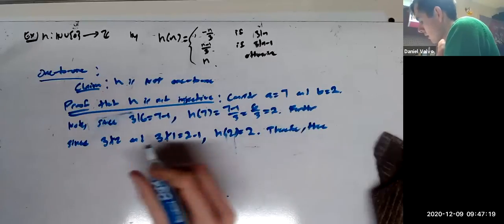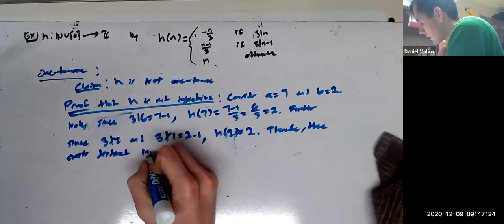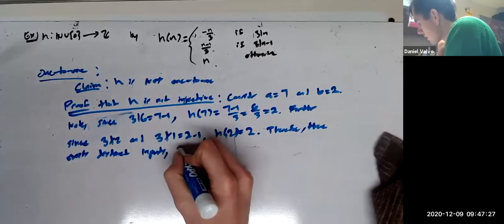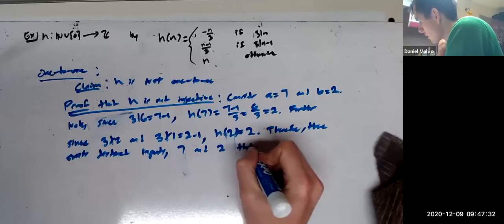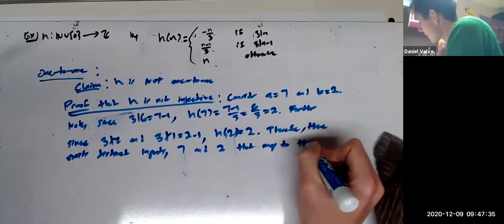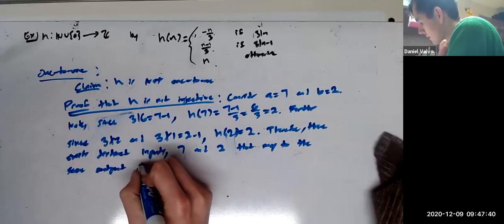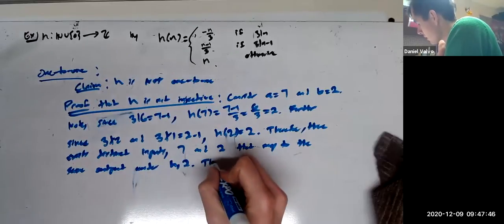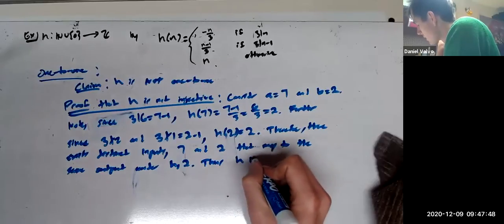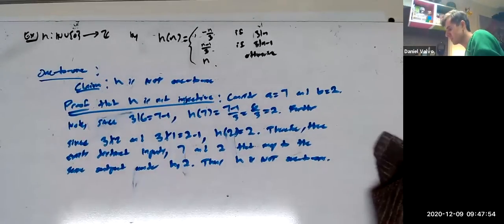Therefore, there exist distinct inputs, 7 and 2, that map to the same output under H, that being 2. Thus, H is not one-to-one. So we circled them before, and now this is the formal proof that H is not one-to-one.